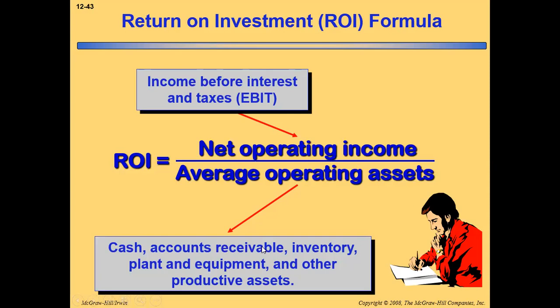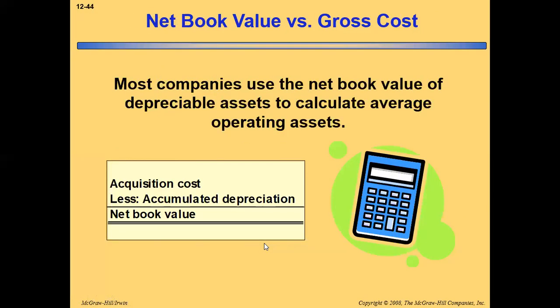But right now we'll discuss the average operating asset. How do we calculate the average operating asset? See, in the case of average operating asset, most companies use the net book value. The net book value method means from the acquisition cost, if there is any depreciation, we deduct all the depreciation. Then whatever remains, we call it the net book value of the asset.